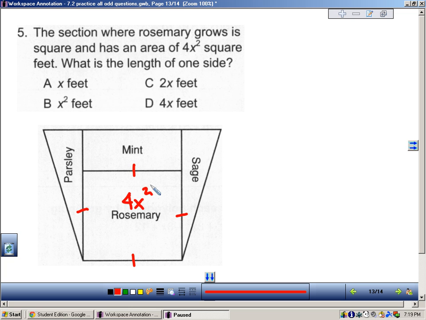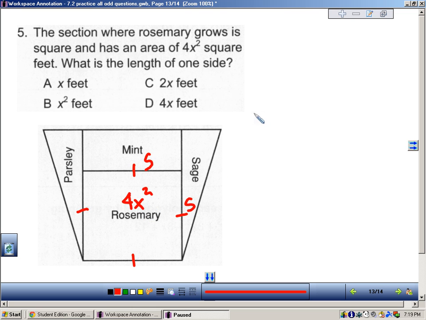Then it says, what is the length of one side? Well, each of the sides must be equal in length, or congruent. And so what you're asking is, can you find the side length S, such that when you take S times S, you get 4x squared. So that's essentially what you're saying.